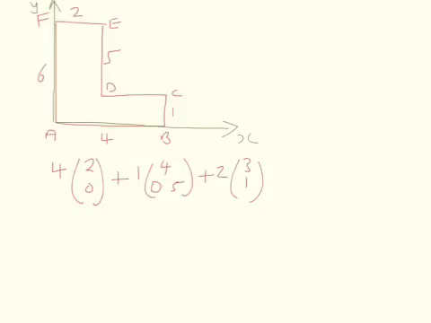Now let's think about DE. The length is 5, so the mass is proportional to 5, and the centre of mass is going to be 2 along and 1 and 2.5, so that's 3.5, so it's 2 along and 3.5 up. 1 plus 2.5 is 3.5.